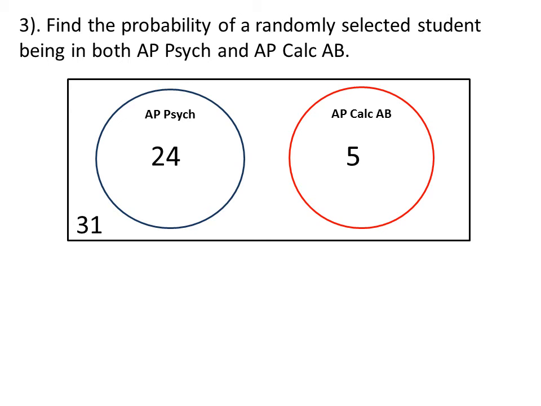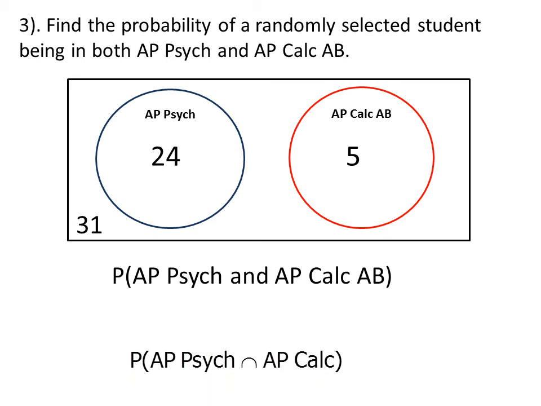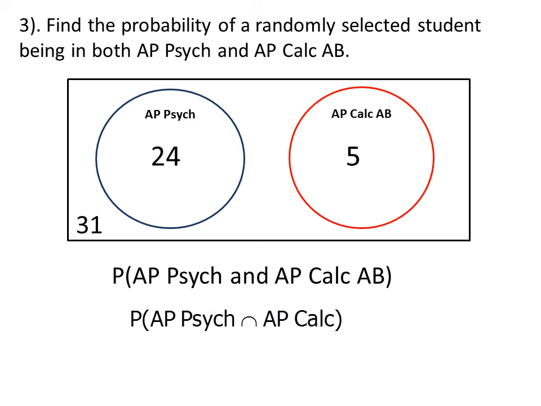Find the probability of randomly selecting a student being in both AP Psych and AP Calc AB. AP Psych and AP Calc AB is the intersection. The keyword is and. Where is the intersection? There is none, so the answer would be 0.